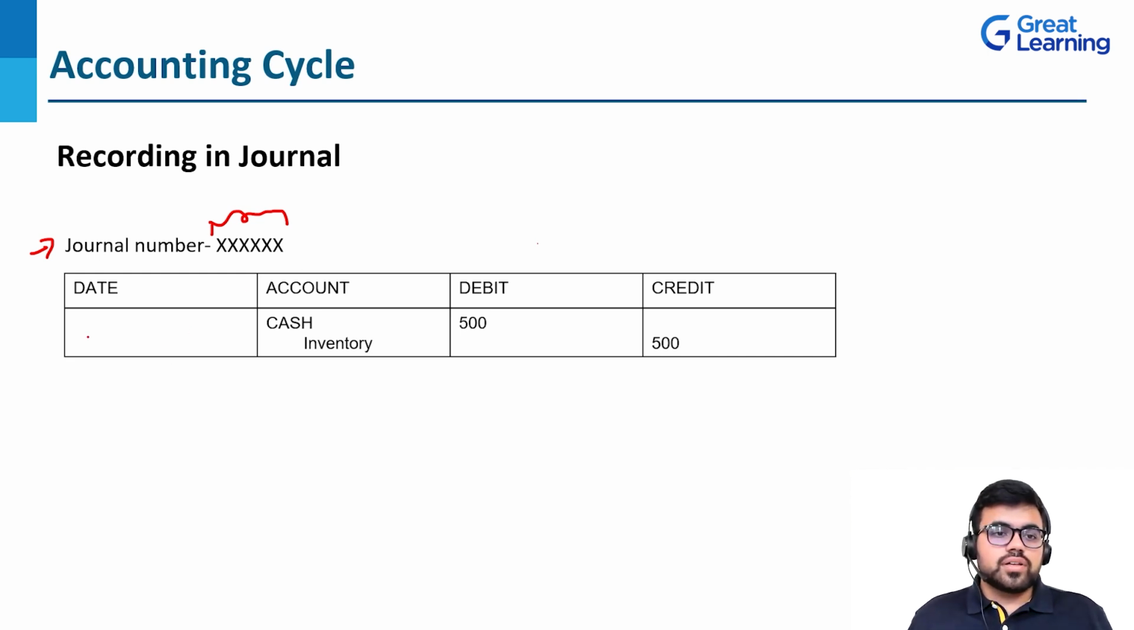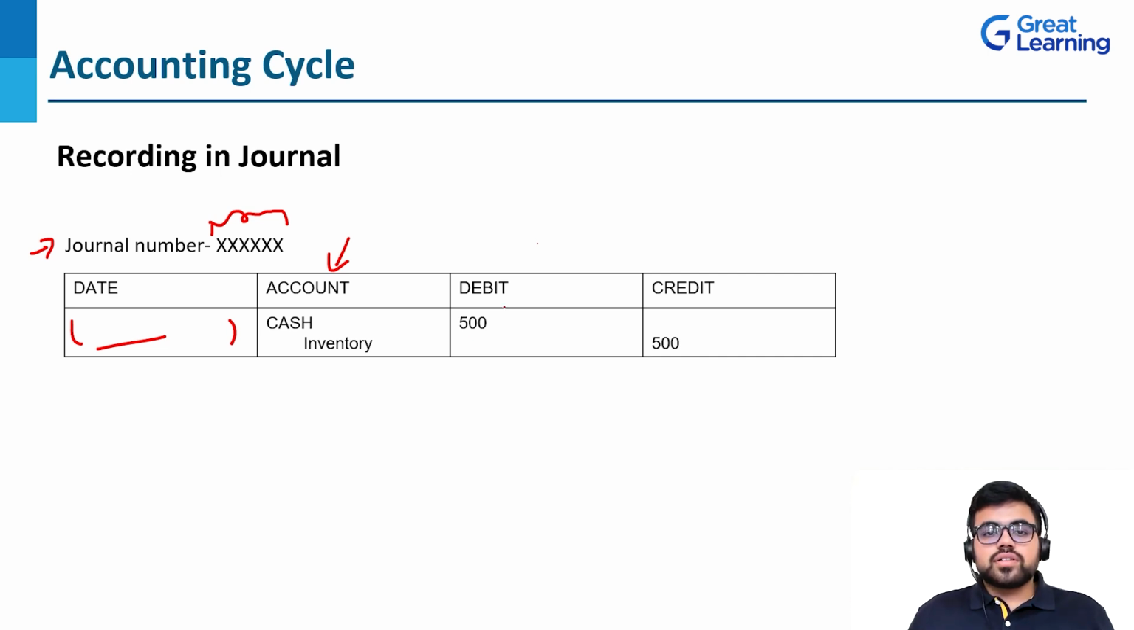Now, the first step is writing the date. This is important because it will tell you on what date that particular transaction happened, the posting date of it. So we'll mention it over here. Then the second column is the account. There are a lot of different types of accounts in accounting, like the cash account, the cost of goods sold account, the inventory account, the receivables account. All these are different types of accounts.